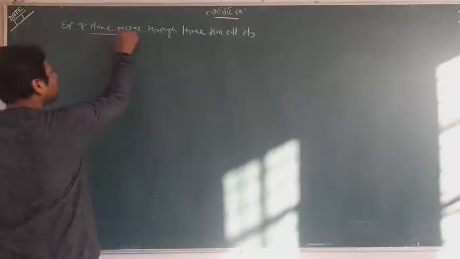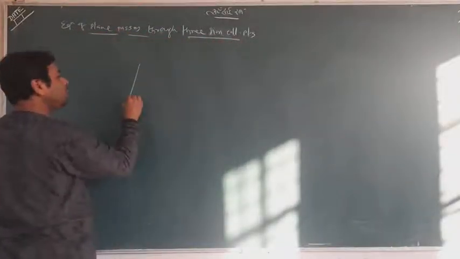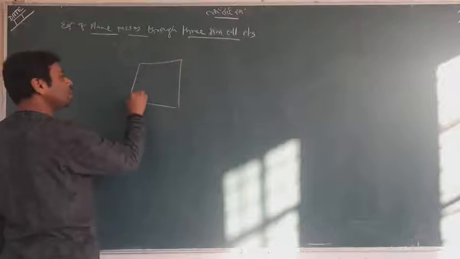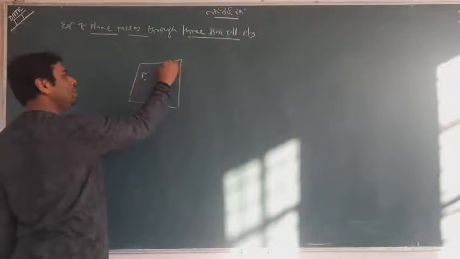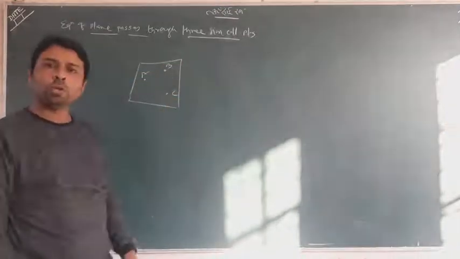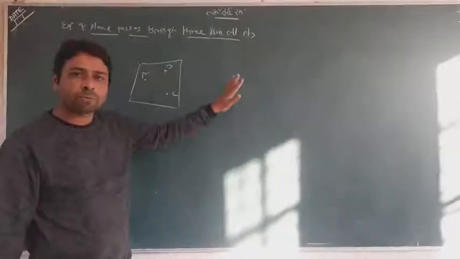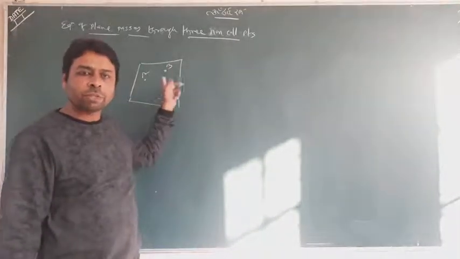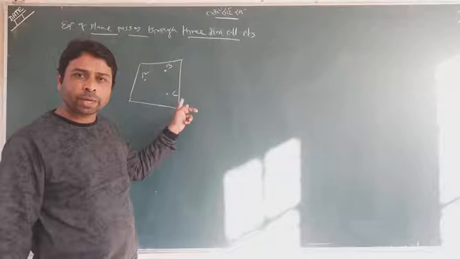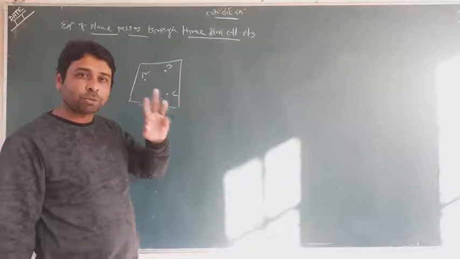So okay, let's look. Equation of plane passing through three non-collinear points, meaning this is a plane, suppose, and these three are points A, B and C. You want to find the equation of the plane passing through A, B, C. These are three non-collinear points and you have to find the equation of the plane passing through the 3 points.